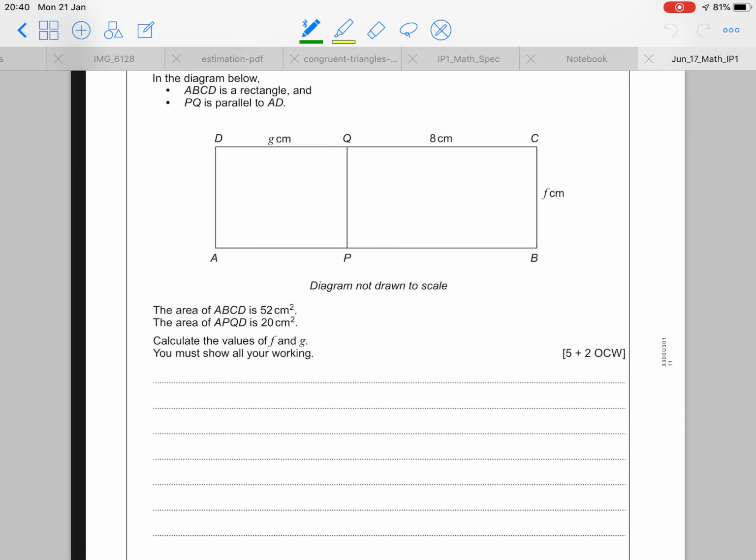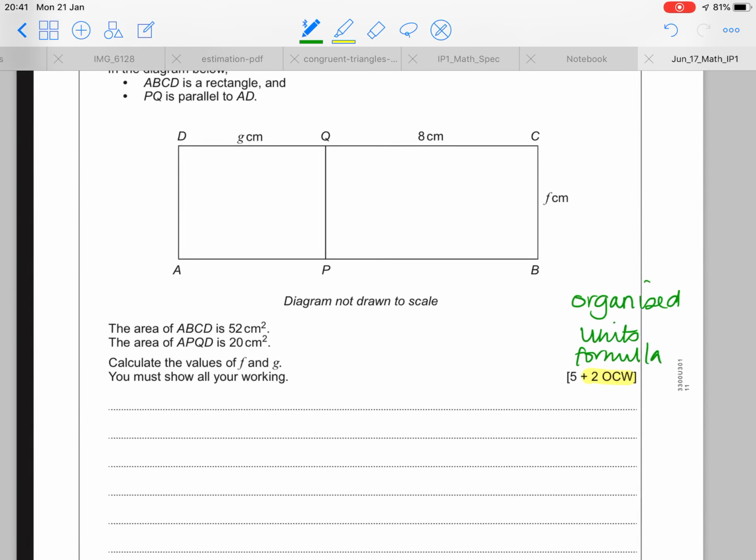Question 9. This is the OCW question on the paper. So this means that I get those 2 extra marks for being organised, for making sure that I put units on all my answers, and if there's any formula that I can write down to help explain the calculations that I'm doing, I must remember to include them.